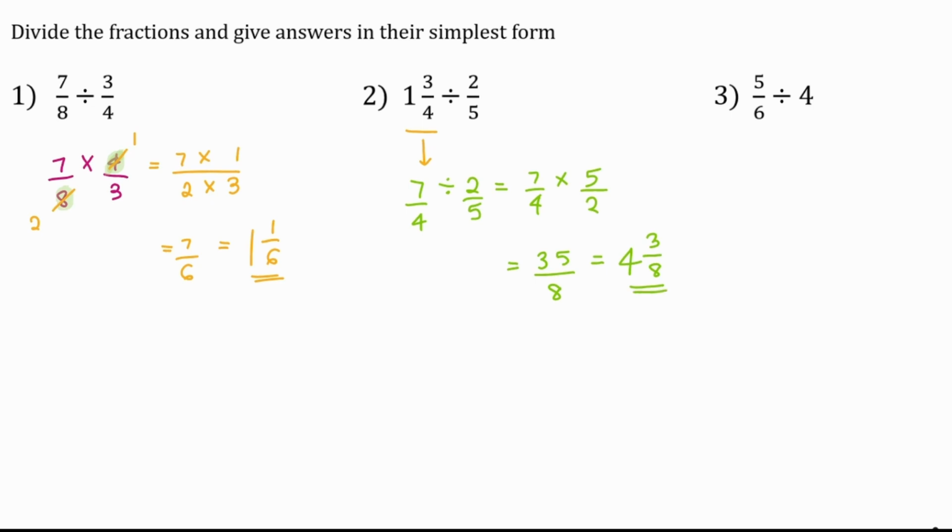For number 3, I keep my 5 over 6, I change my division to a multiplication, and I write 4 as its reciprocal, which will be 1 over 4. This cannot be simplified, so I'm just going to multiply. So I now have 5 over 24, and that is my final answer.